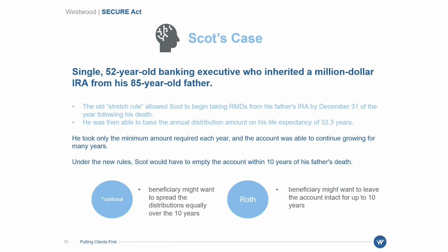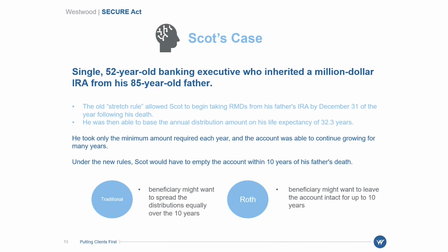Now, under the old rule, Scott was basically able to stretch this traditional IRA by taking a new RMD that was set and calculated according to Scott's anticipated life expectancy of 32.3 years. And Scott only took the RMD each year from this account for the rest of his life. And by the way, he lived another 18 years and died at the ripe old age of 70.